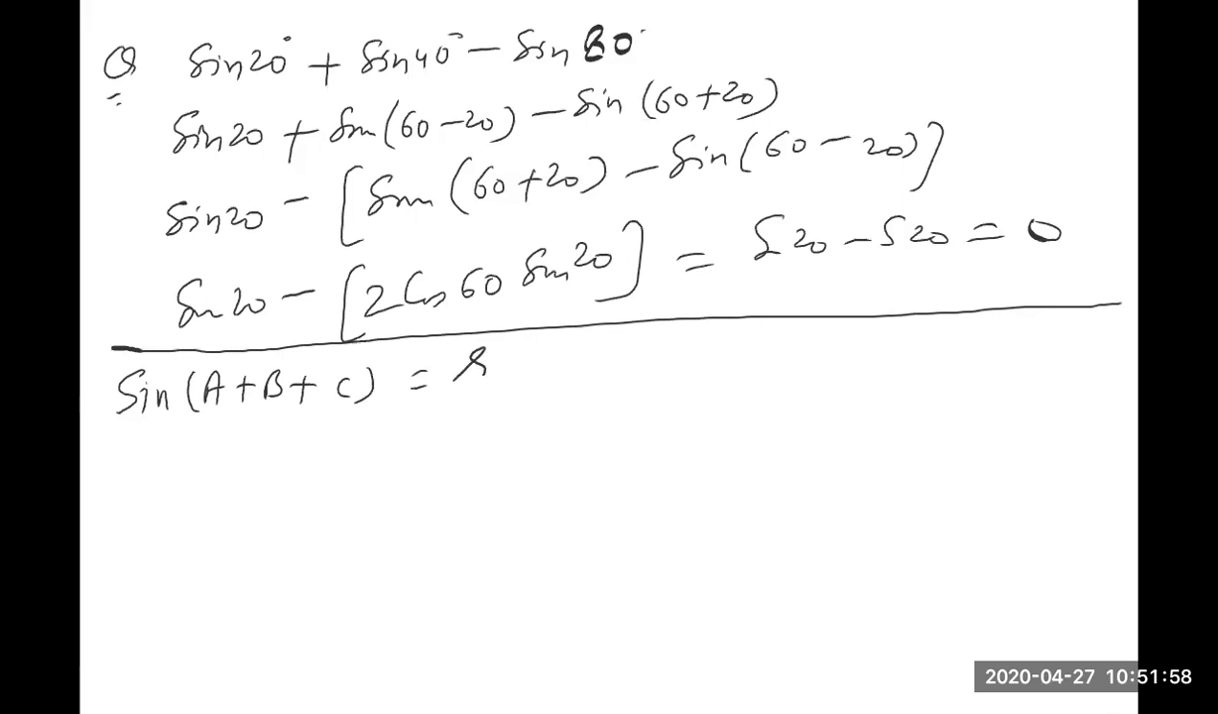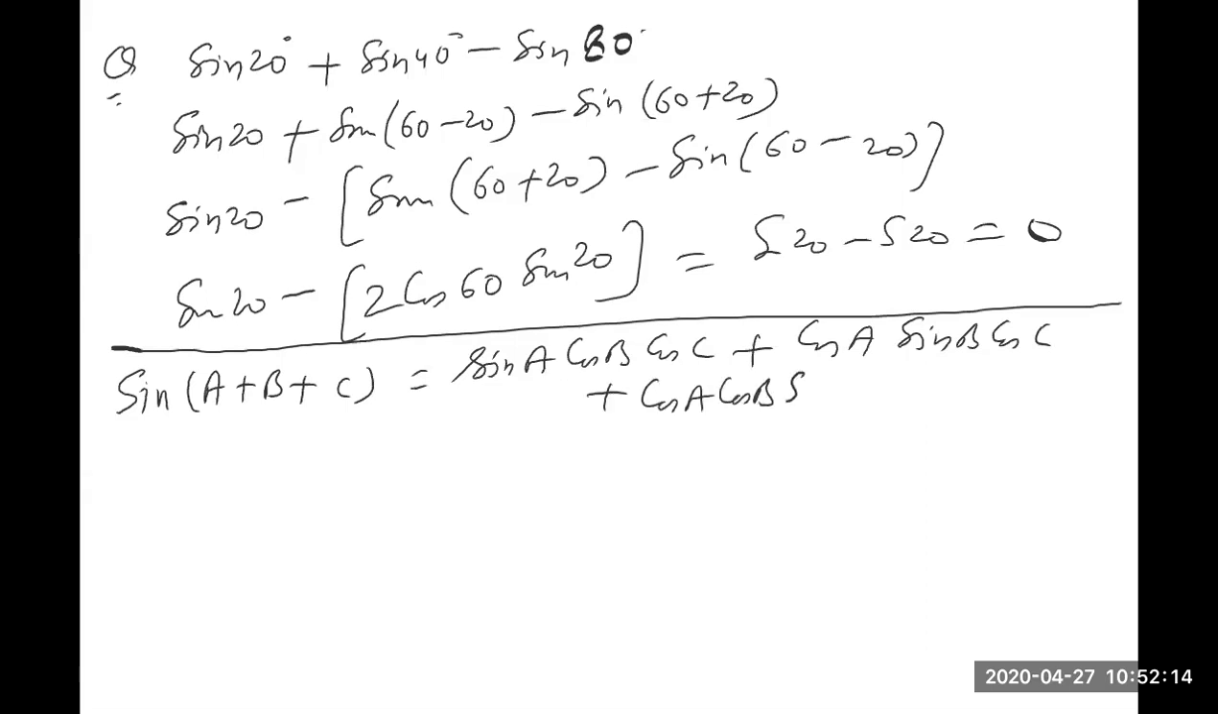This is sine a cos b cos c plus cos a sine b cos c plus cos a cos b sine c minus sine a sine b sine c. This formula. The derivation of this is very simple. We will use the same formula. Sine of, we will write a plus b as one angle, plus c. Sine of x plus y.